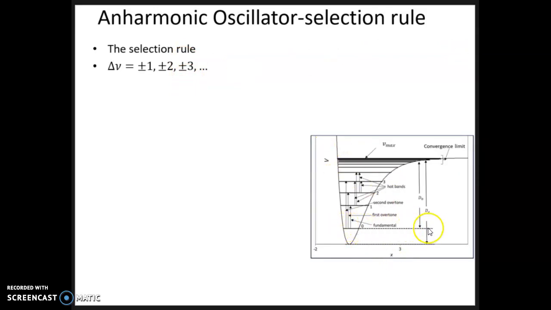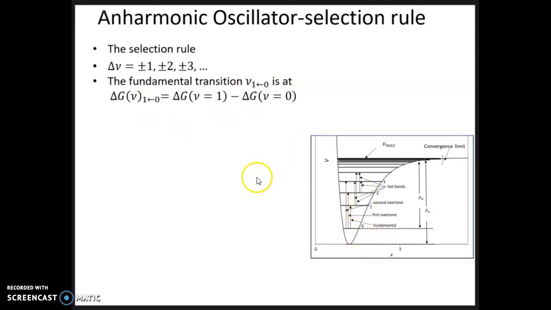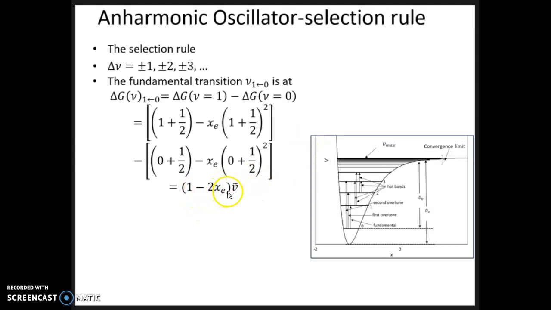So these are our energy levels. The allowed transitions: you can go from 0 to 1, 0 to 2, 0 to 3, 0 to 4. You can go from 1 to 2, from 1 to 3, from 1 to 4, and so on and so forth. The fundamental transition, that's from 0 to 1, is 1 minus 2xe, and this equation is given in wave numbers. In joules, it will be 1 minus 2xe times vibrational h times ν.